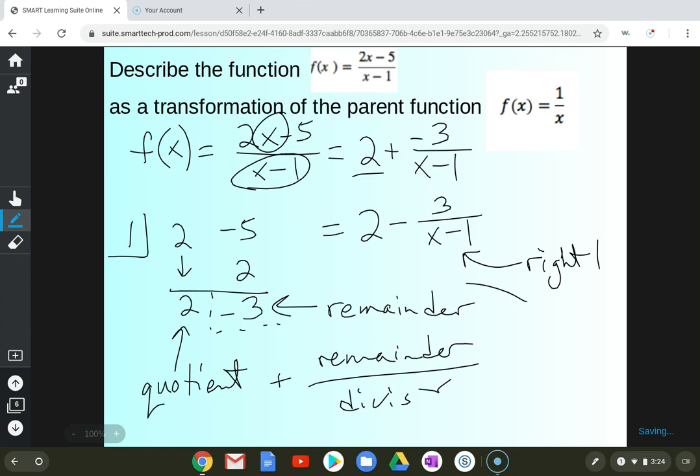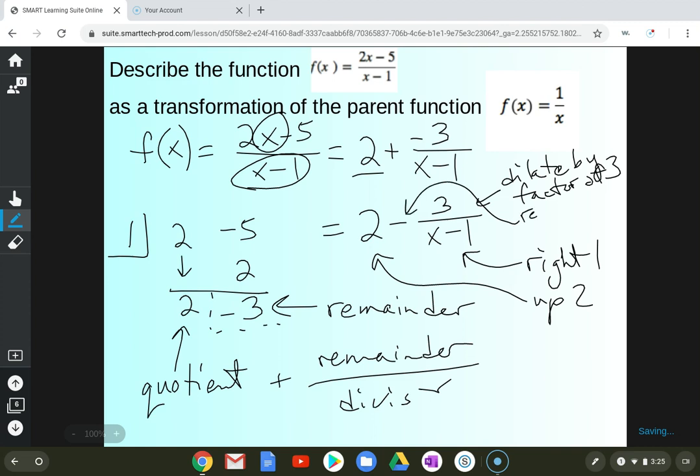We have a translation of 2 up. And then we have a dilation by a factor of 3. And this negative, which I've kind of run out of space to draw nicely, reflects over the x-axis. So we got a lot going on in this one. Let's see what happens here.